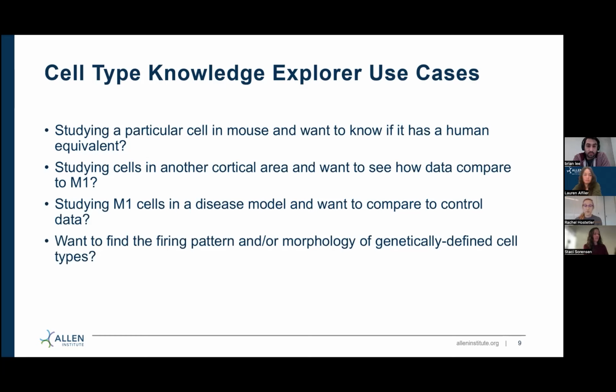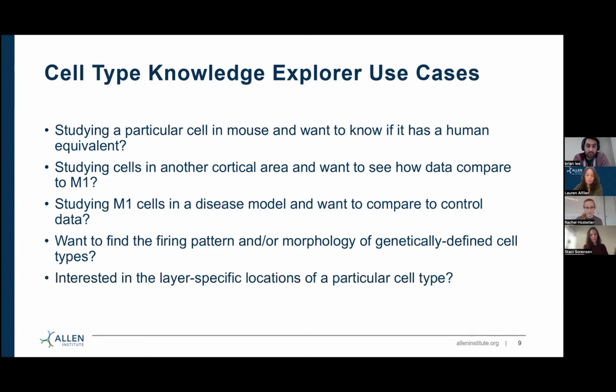If you want to look at the firing patterns or morphologies of specific genetically defined cells, this tool allows you to do that because we use Patch-Seq, and so we have that information on top of the transcriptomic information from individual cells. Also, if you're looking at layer-specific locations, these experiments were done in a layer-specific manner. And so if you want to look at differences between cells in layer 2/3 versus layer 5, you have that information here, and you can break that down by layer specifics.